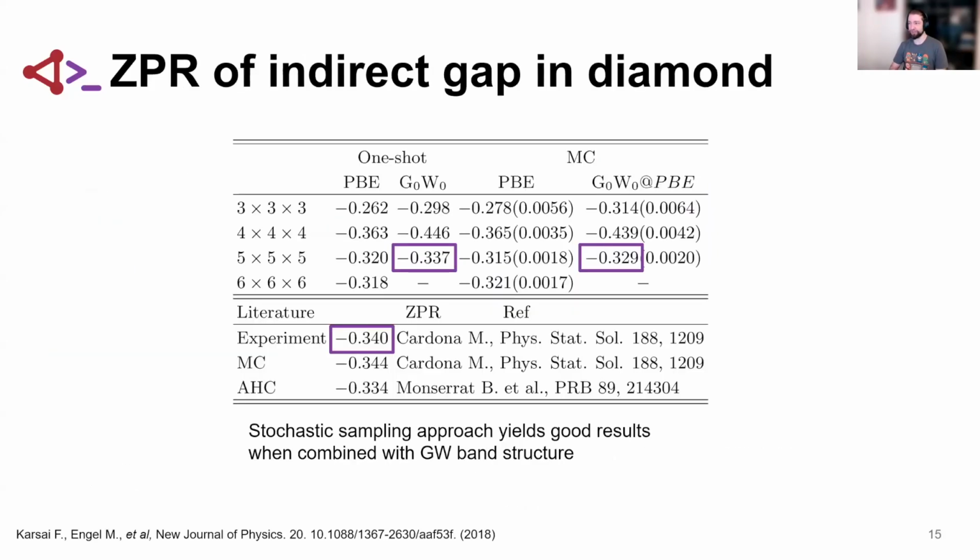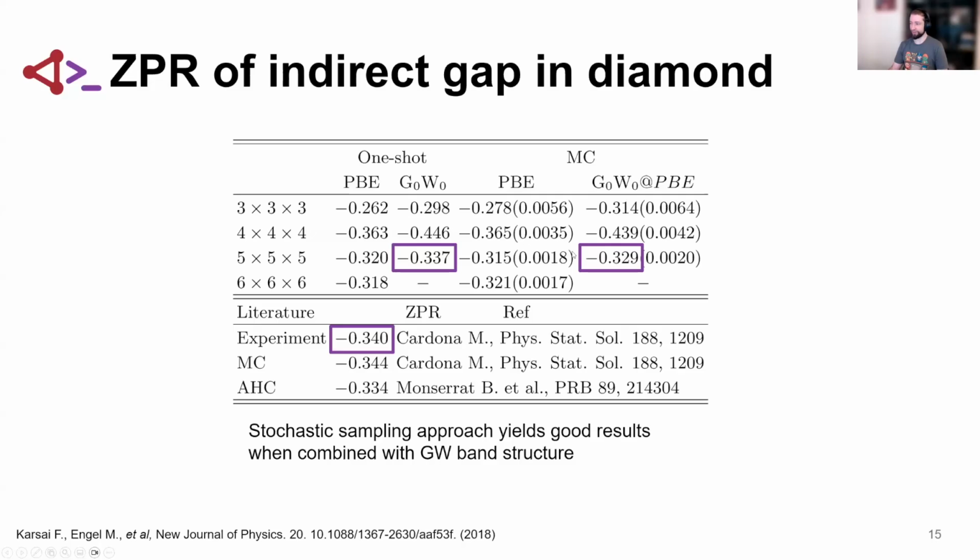All right, I promised some results earlier. Here are ZPR results of the indirect gap of diamond that we obtained quite a while ago by now, 2018, if this is correct. And we show here the band structure calculated on the PBE level, but also on the level of G0W0, that is the non-iterative flavor of the GW approximation. And we compare first of all between the one-shot method and the full Monte Carlo, where we have results that are very close to each other, but we also compare against experimental values.